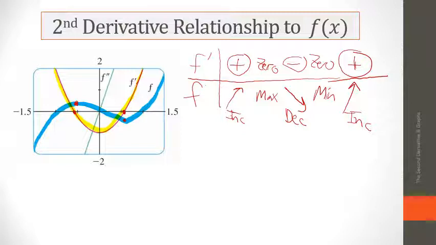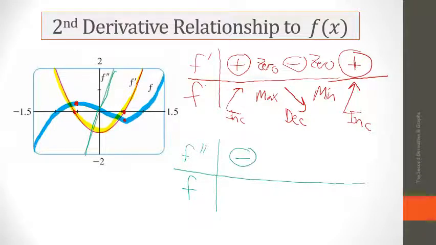Okay, so now let's look at the second derivative relationship with f. So the second derivative is right here, this green line. And the second derivative goes from negative to positive, and then it has a 0. Okay, so put in our highlights. So we go from negative, 0, and then positive. All right, there. That's where it switches.